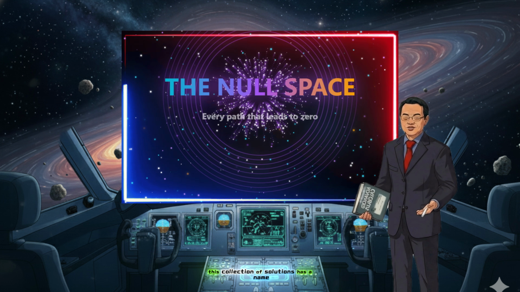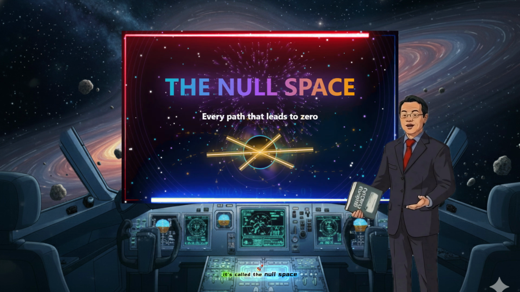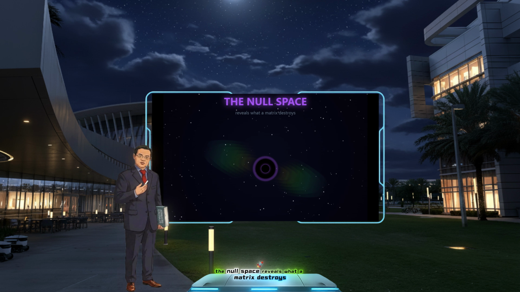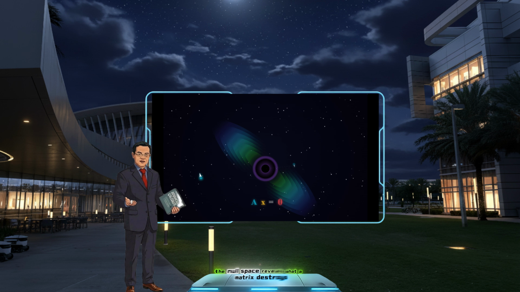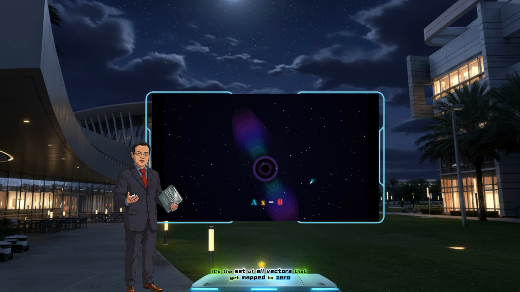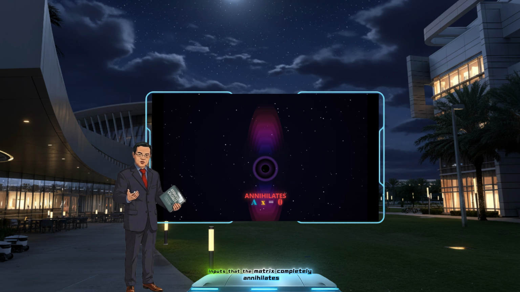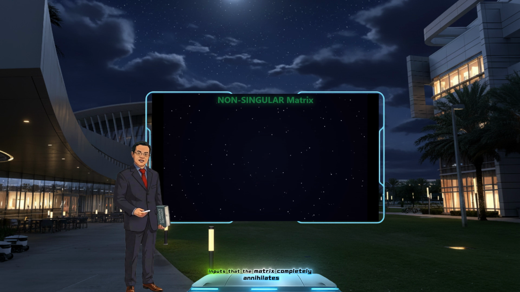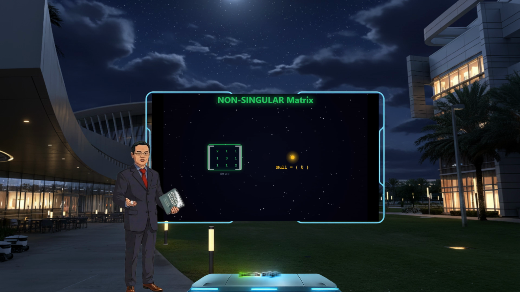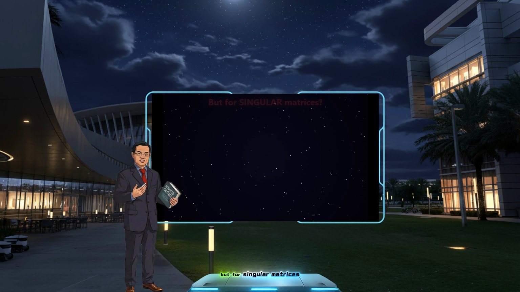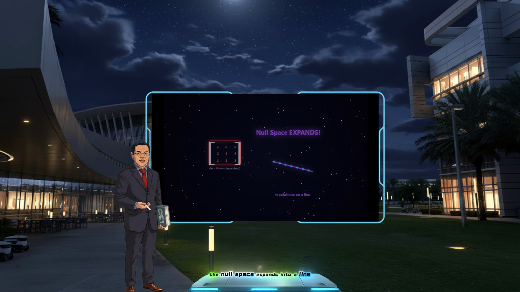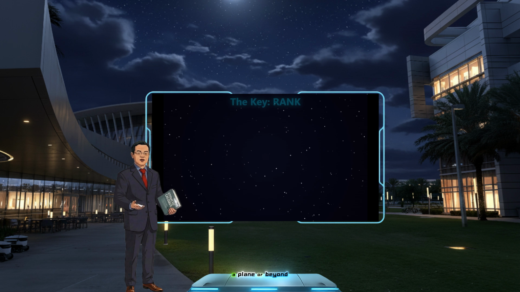This collection of solutions has a name. It's called the null space. The null space reveals what a matrix destroys. It's the set of all vectors that get mapped to zero, inputs that the matrix completely annihilates. For a non-singular matrix, the null space is tiny, just the origin. Nothing interesting escapes. But for singular matrices, the null space expands into a line, a plane, or beyond.